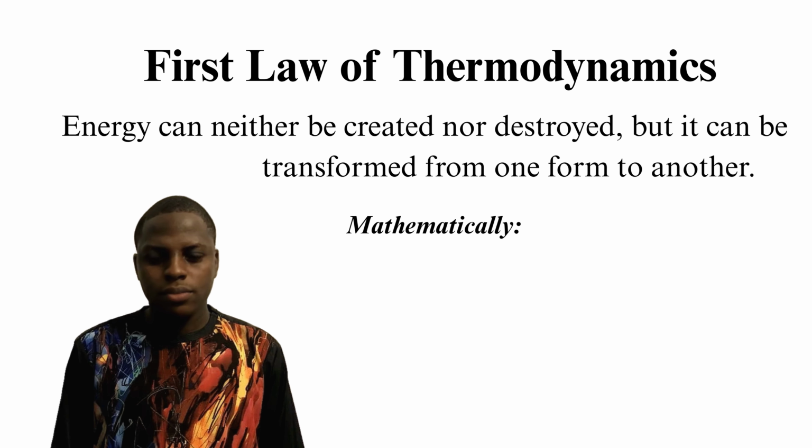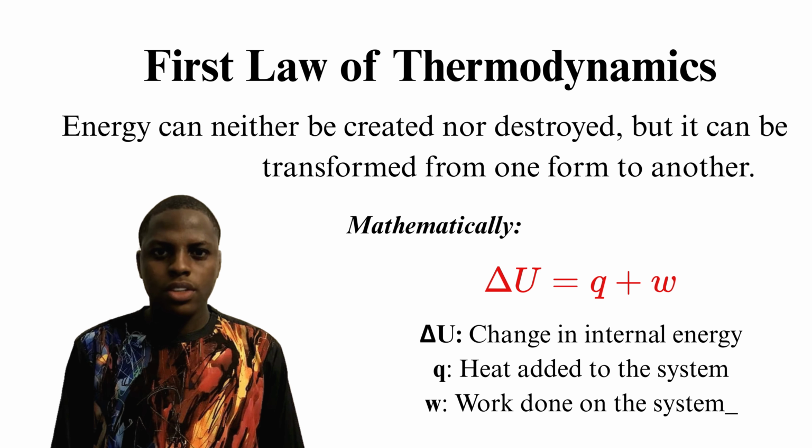Mathematically, we express the first law like this. Delta U equals Q plus W. Delta U is the change in internal energy, Q is the heat added to the system, and W is the work done on the system.